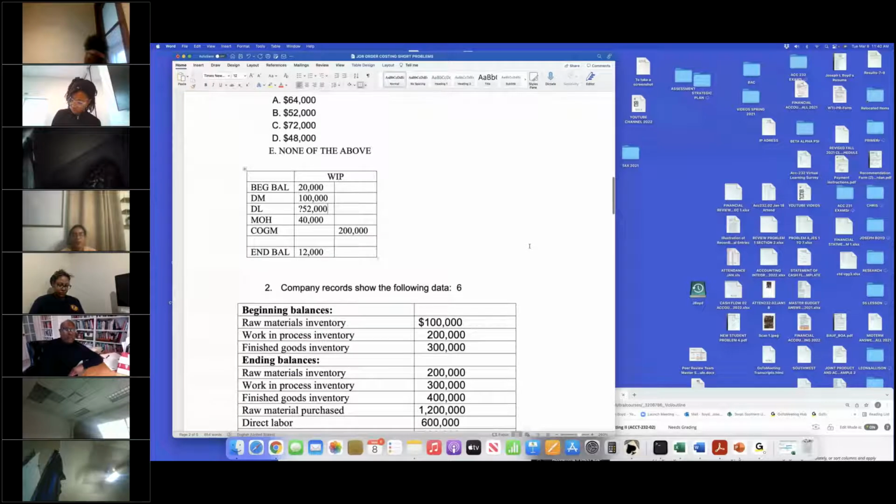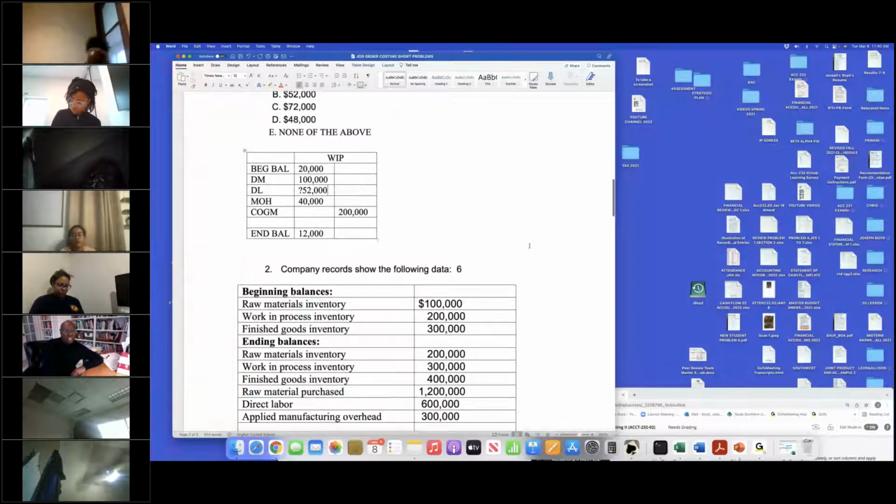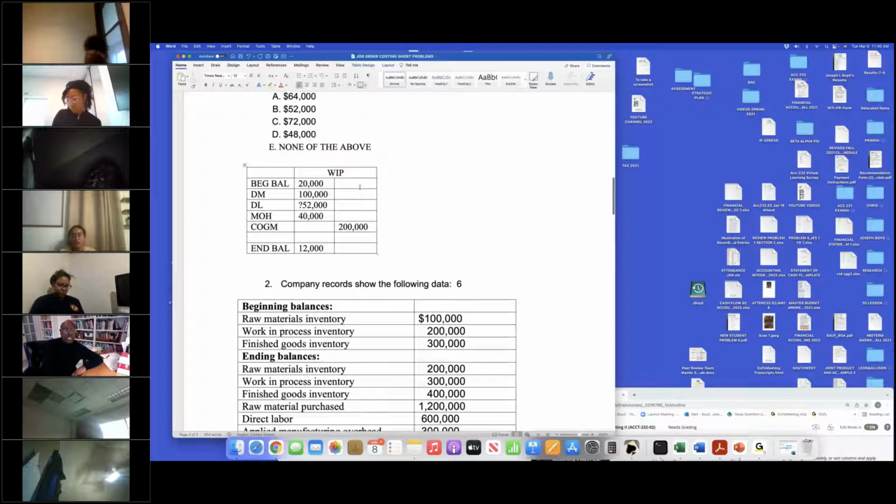Okay. So this is just to get you thinking about that work in process account and what it does. So we just looked at the work in process account, and that account is in what stage? What stage is the work in process account in? Two. Stage two. Okay.